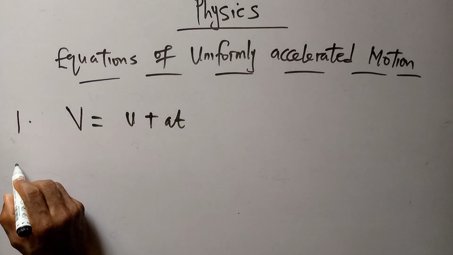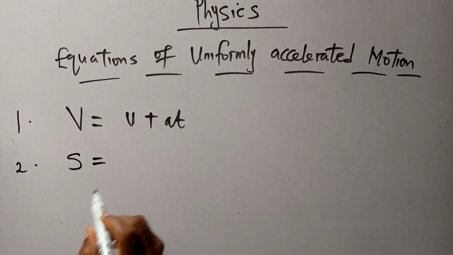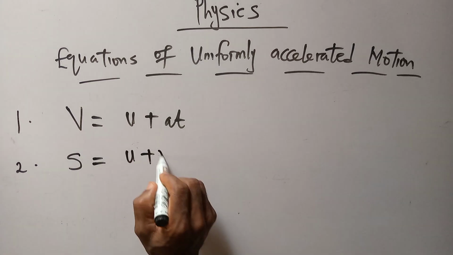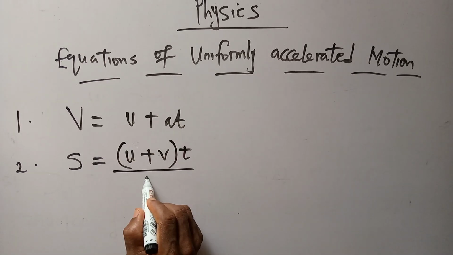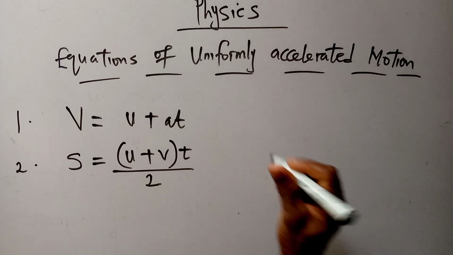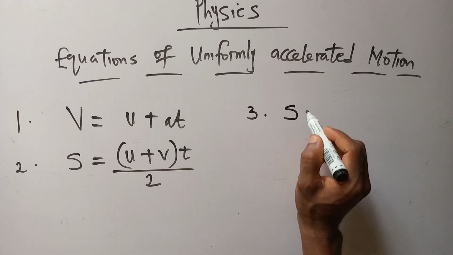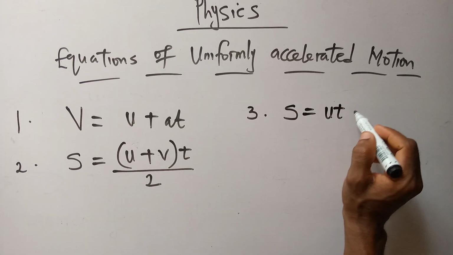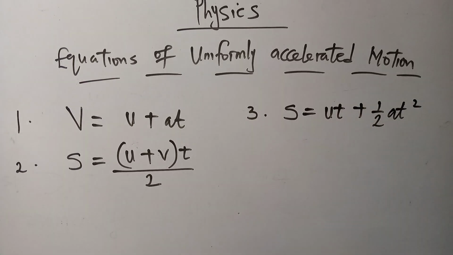The second equation of motion is s equal to u plus v, multiplied by t, divided by 2. This formula is majorly used when acceleration is not given. The third equation of motion is s equal to ut plus half at squared.